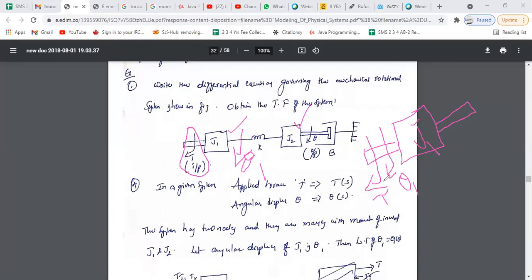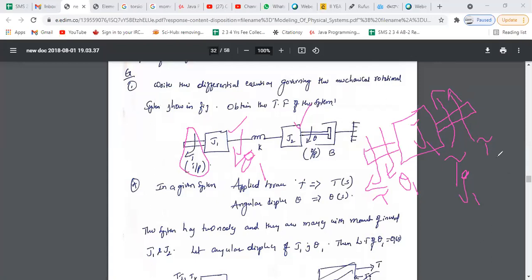Similar to the translation system, where we mark the applying force as well as the opposing forces, here also we mark the applying torque. What about the opposing torques on node 1? What are the opposing torques here? Tau J1 and tau K, sir. Right, very good. You can take T or tau, whichever you like.